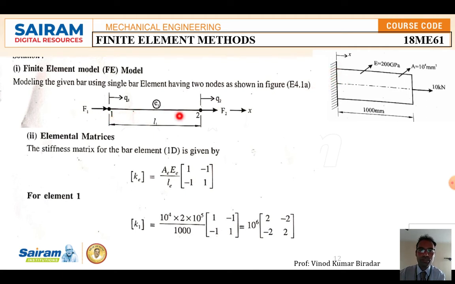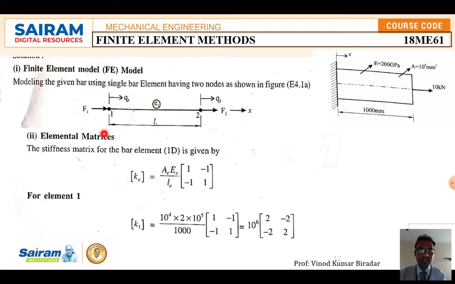The force acting at node number 1 is F1, and the force at node 2 is given, F2 is equal to 10 kilonewton. Just show F1, F2, and Q1, which is nothing but the displacement at node number 1, and Q2, the displacement at node number 2, and L is the length, 2 nodes. Element number 1: since it is only one element, draw only one element. So this is the FEM model, that is the free body diagram. In this you have to show all the elements.